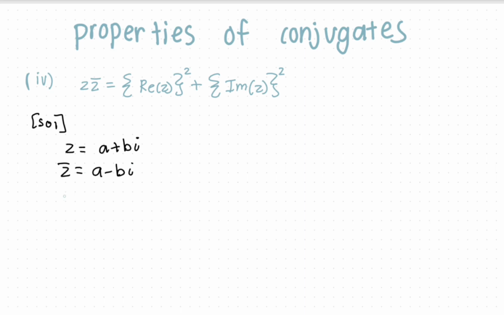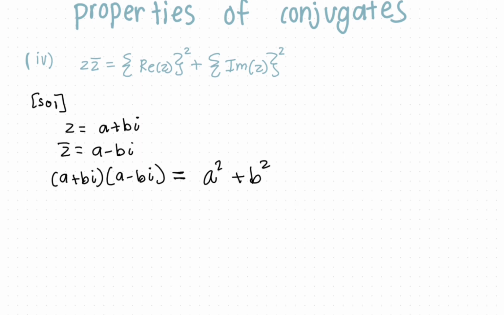So the left-hand side would be a plus bi times a minus bi equals, and then we have to determine this equals. We have to see if it's actually equal or not. So the real part of z, as we saw in part 1 of this series, is a. So that's going to be a squared. And the imaginary part of z, notice that it's z, not z conjugate, but the imaginary part of z. And z is this. So the imaginary part of z is b. So that's b squared.